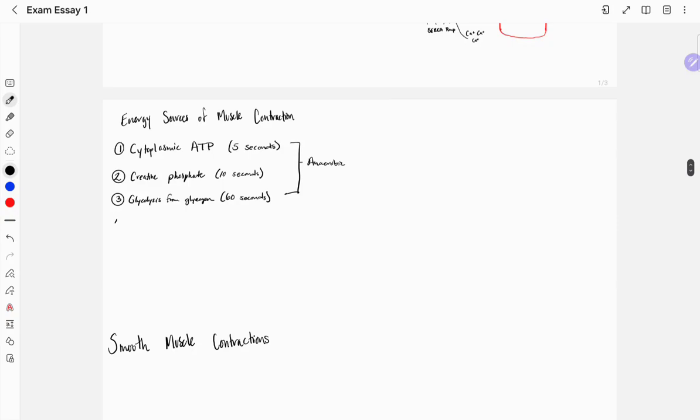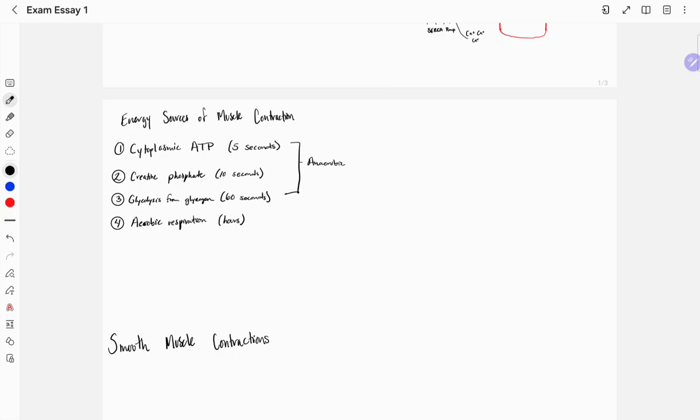And then the fourth one, because you're probably thinking, well, I've done wall sits for 5 minutes because you're an absolute beast. That's where we're getting our aerobic respiration. And that'll carry us through for hours. So that would be the energy source used to run 10 miles, for example.